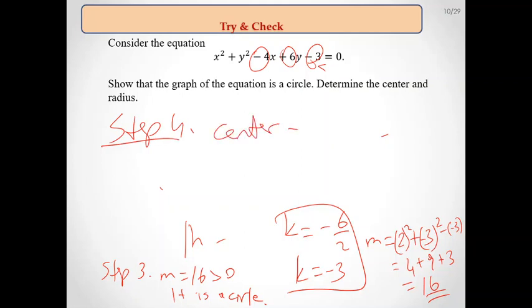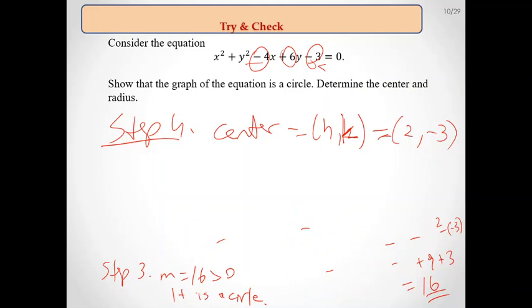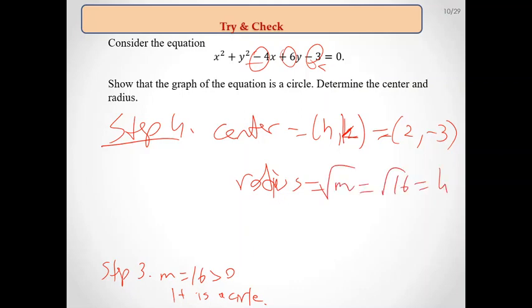Center is (h, k). What's (h, k)? H is -a over 2, so it was 2. And then k is -3, we know from here. And what is the radius? The radius, we know it's the square root of m, which is the square root of 16, which is 4. So it's a circle with center (2, -3) and the radius is 4.